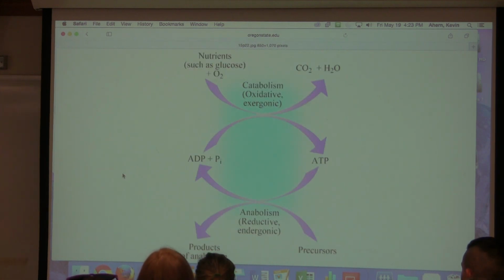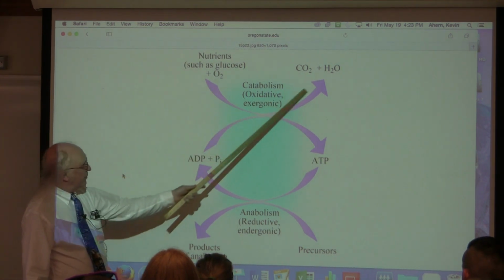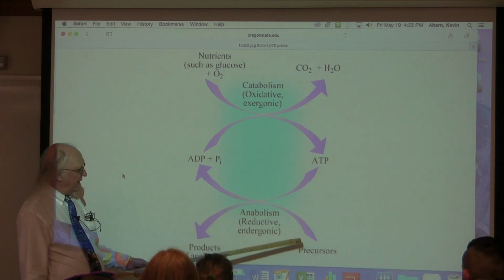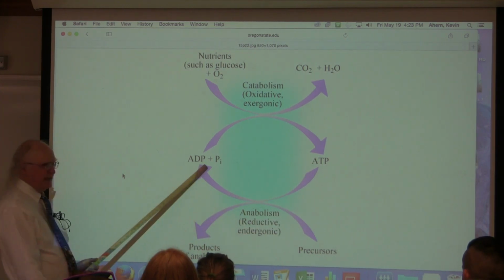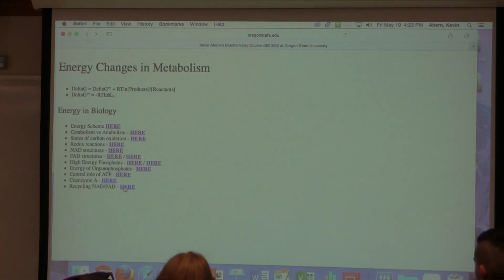Okay. ATP is, of course, the central figure in all these processes. Catabolic processes are making ATP. Anabolic processes are using ATP. Okay? So we have to be able to make it, and we have to be able to use it to function as a living organism.